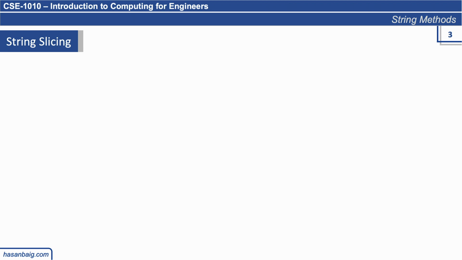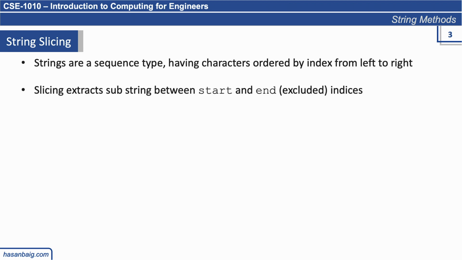So first of all, string slicing. It is exactly similar to how we slice the list data structure. So again, strings are a sequence type having characters ordered by index from left to right. So if you have a string containing only one word, let's say Stanford, S would be placed at the 0th index. Just like in list, elements are placed at indexes starting from 0 to n. Similarly, the characters in a string can also be accessed with the help of their indexes starting from 0 from left to right. Slicing extracts a substring between the start and the end index. The end index is again excluded, as in the case of list.